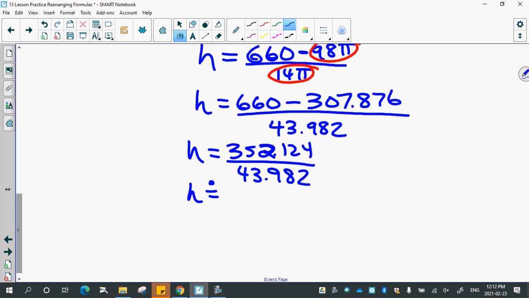So 352.124 divided by 43.982 gives me 8.006, so approximately 8.0 centimeters. So we had to go through all that work to show that the height of that cylinder was 8 centimeters.